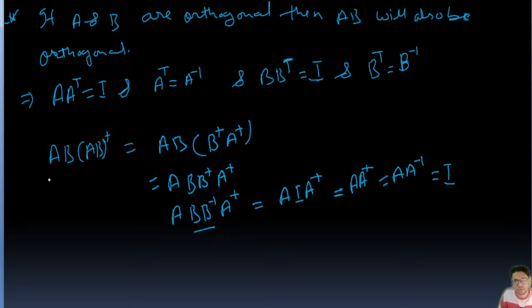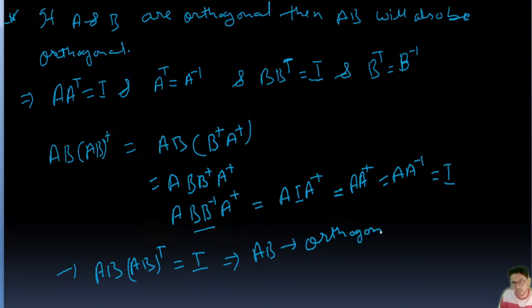So we have found AB into AB transpose of AB is I. It implies AB is also orthogonal. Okay, so very important property: if A and B are orthogonal, then AB will also be orthogonal. Okay. Next point.